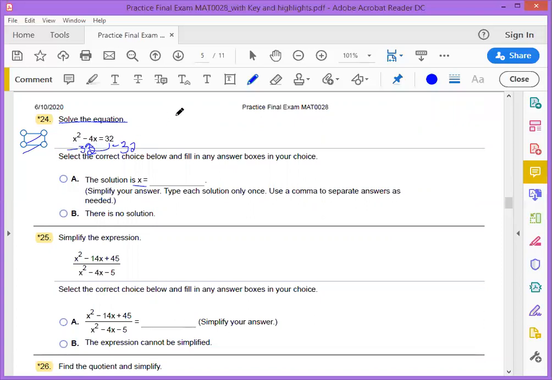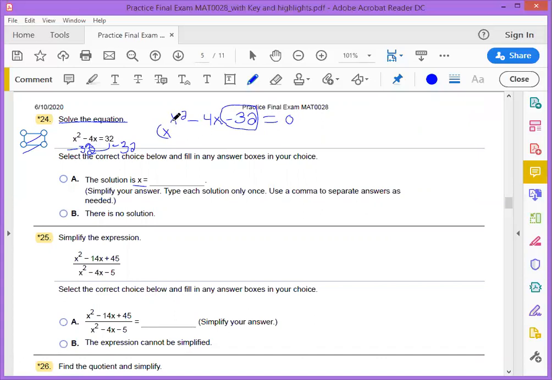When we subtract 32 from both sides of the equation, we're left with x squared minus 4x minus 32 on the left side of the equal sign. On the right side, we have 0. Now we need to factor. So x squared minus 4x minus 32, we need to find two numbers. When we multiply them, we get negative 32, but when we add them, we get negative 4.